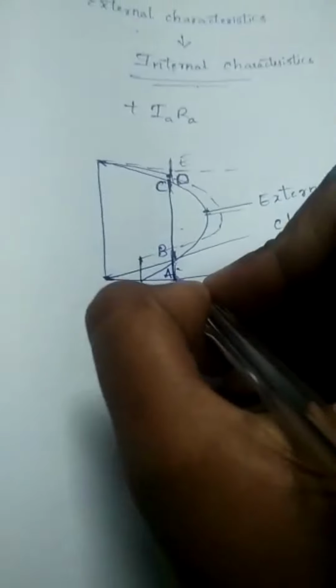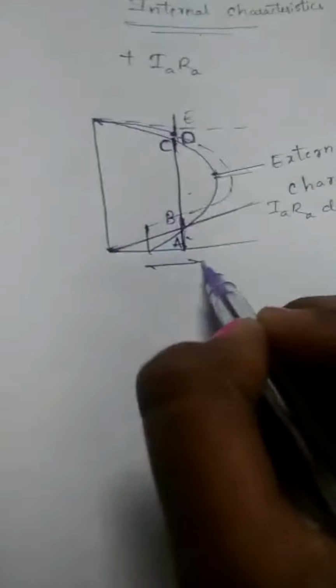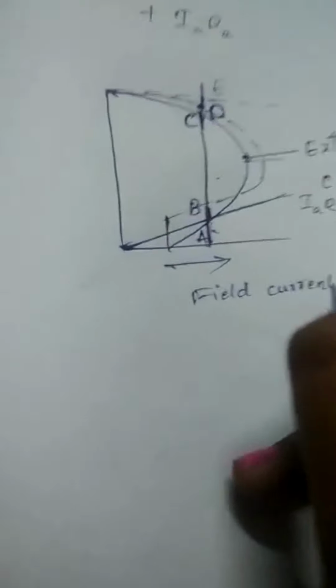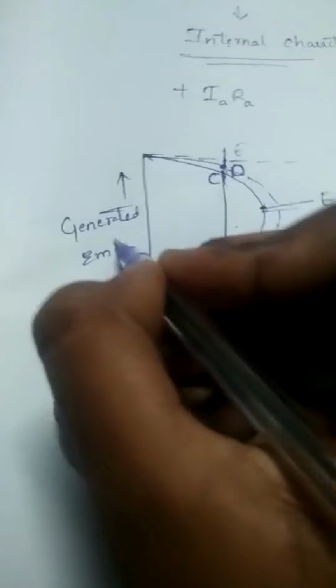So it is represented with a dotted line. Here AC is the terminal voltage, AB is the armature resistance drop, that is the I_A R_A drop. Here on the x-axis we consider the field current, that is I_F, and on the y-axis we consider the generated EMF, which is denoted with capital E.